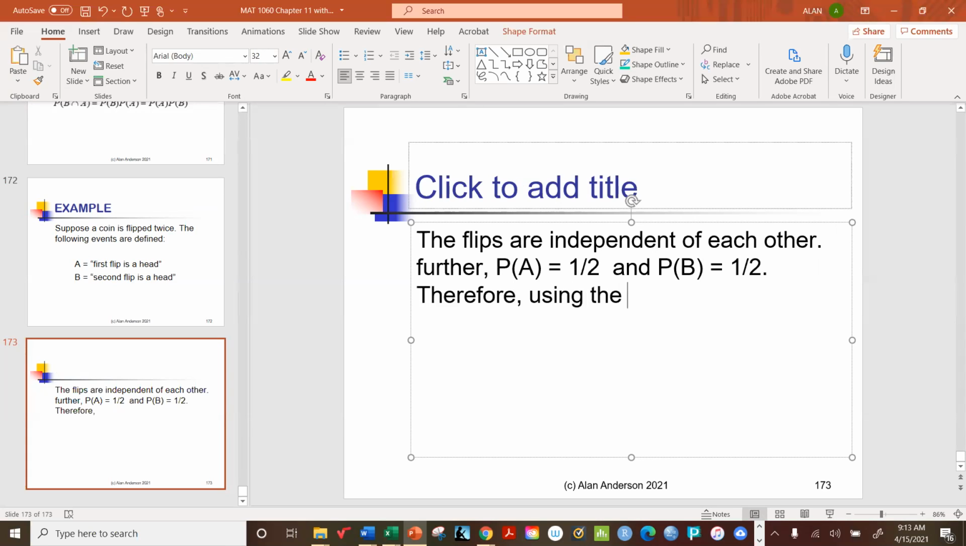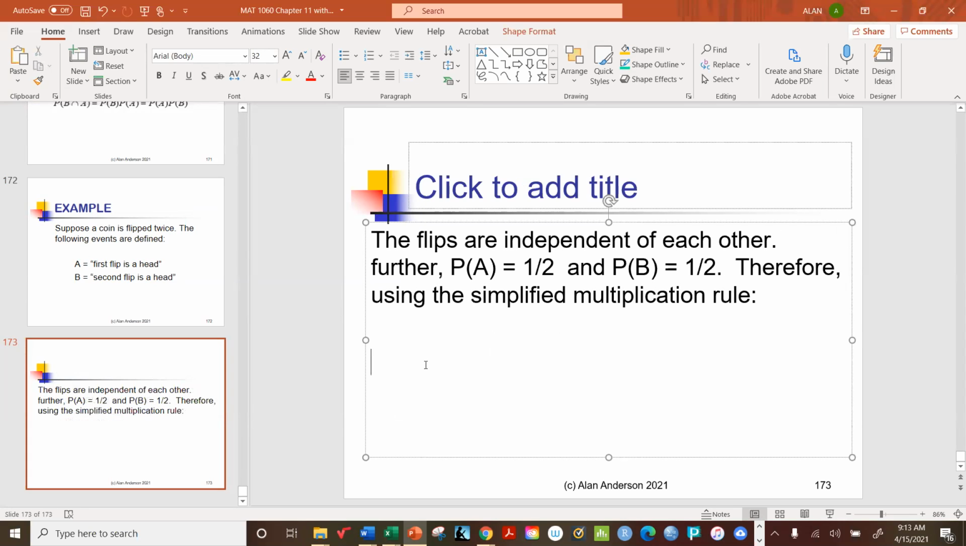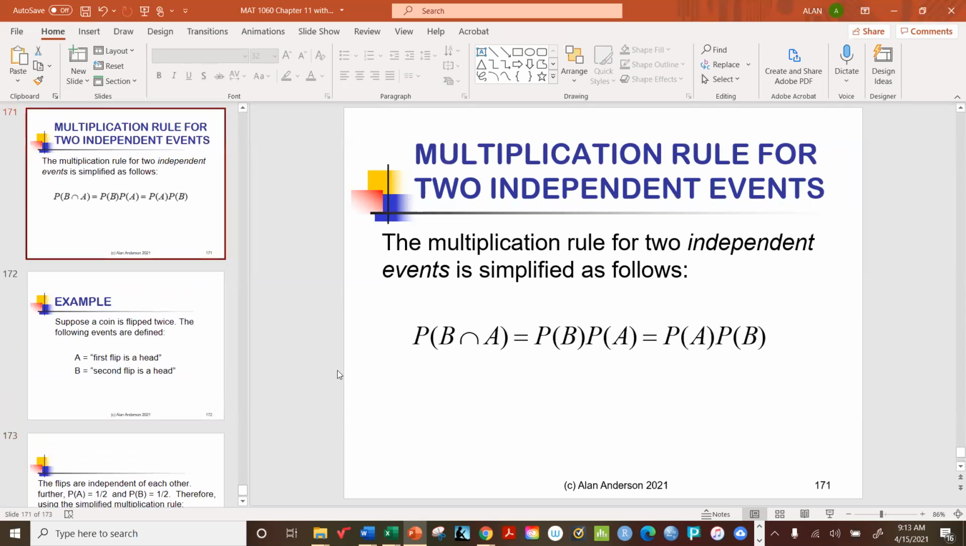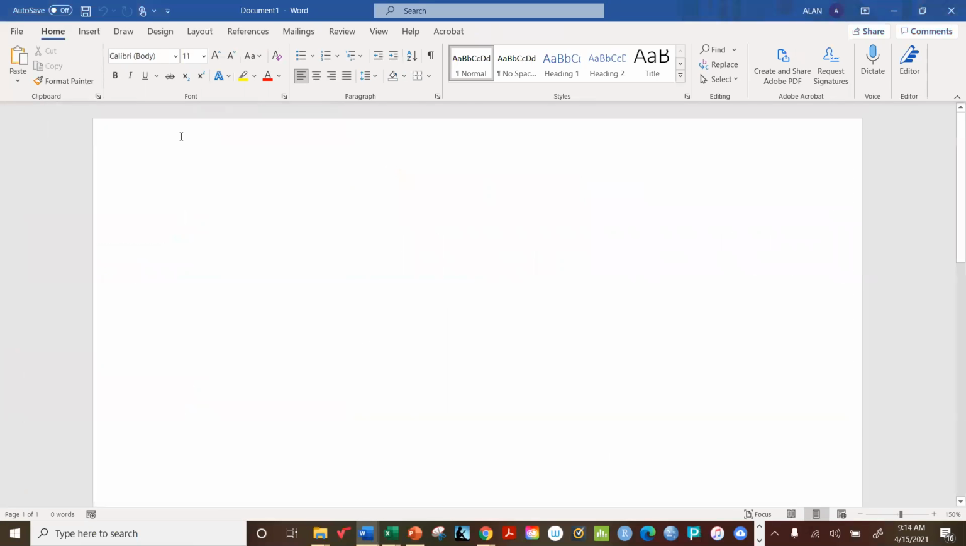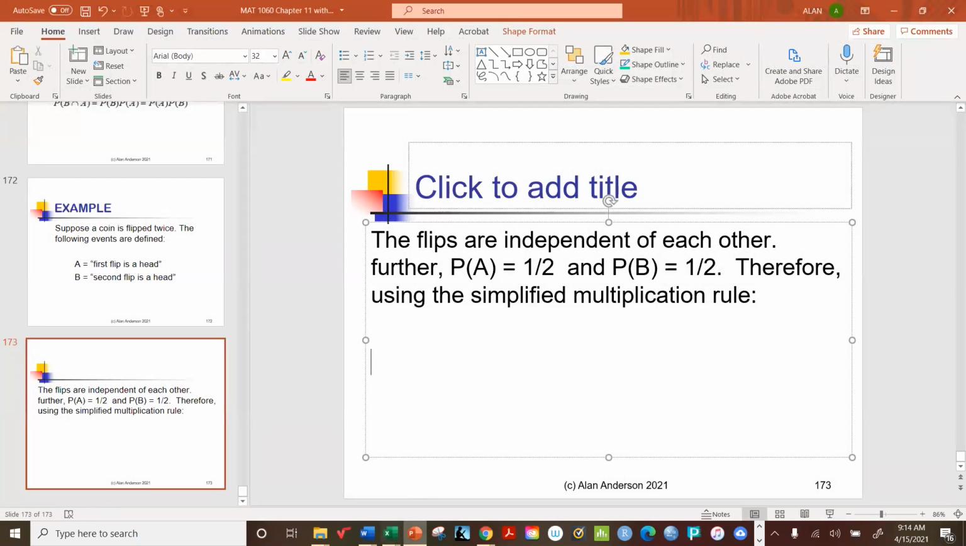Therefore, using the simplified multiplication rule, we can say that we can use, let's say, B and A. Let's see. Yeah, I run into this problem sometimes. Finding this, there's certain symbols that are a real pain to find. I'm going to have to look this up for a second. Oh, no, I have a better idea. I'll just use the equation editor. It'll be so much quicker.